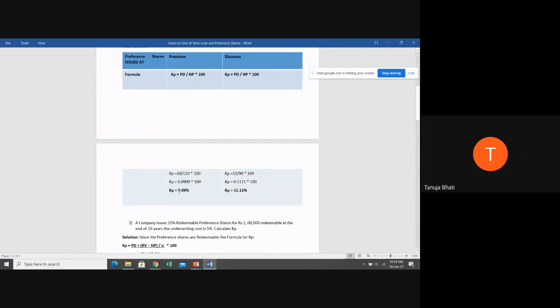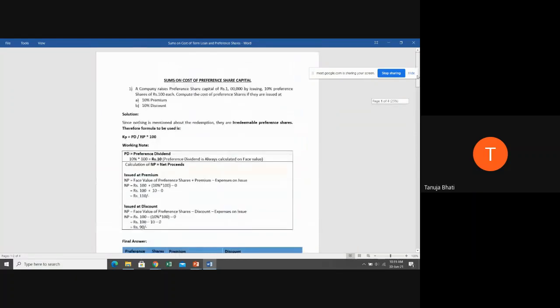So you get the cost of preference capital as 9.09%. Similarly, when it is issued at discount, you get the cost of preference capital as 11.11%, because your NP is 90 and not 100. Is this clear, students? Is this problem clear to everyone? Yes, ma'am. Okay.